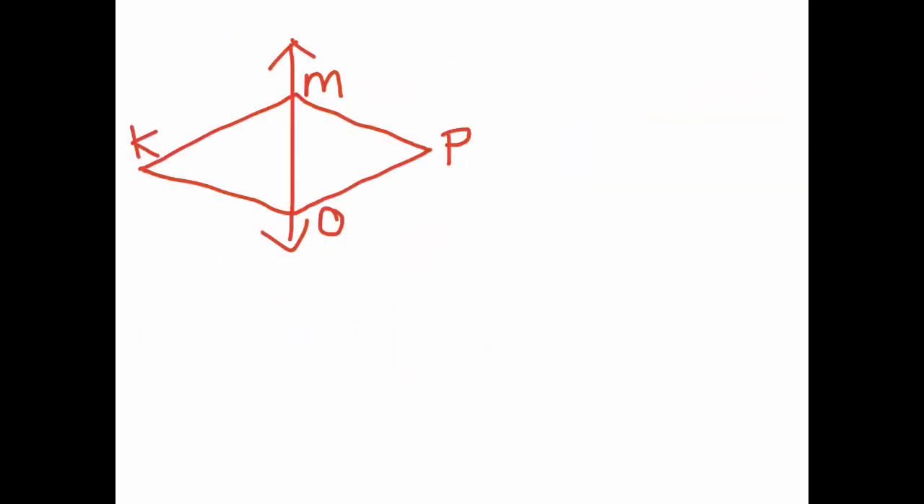Our next question is a 2-column proof, and it tells us that OM bisects angles KMP and POK, and they want us to prove that the triangles are congruent.